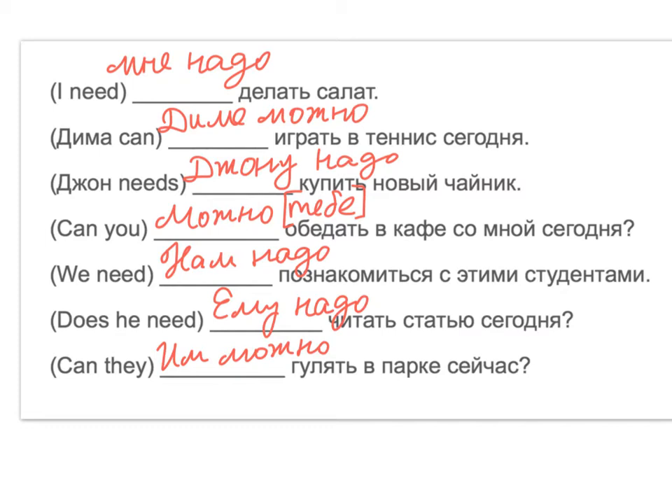Can you have lunch in the cafe with me today? Можно тебе обедать в кафе со мной сегодня? Again, I put the тебе in brackets because if it's clear in the context who we're talking to, we might leave it out. We need to get acquainted with these students.